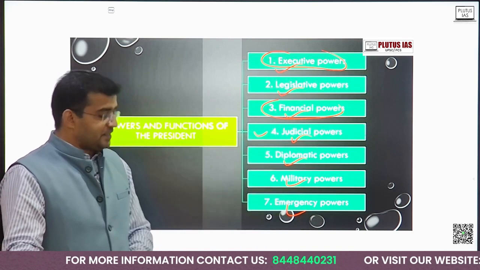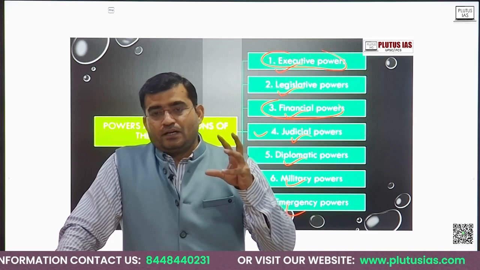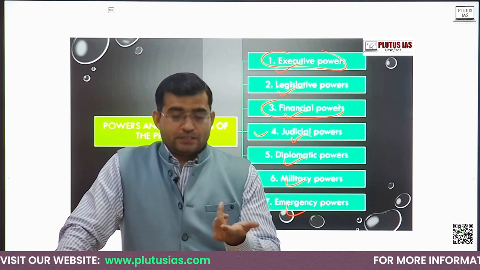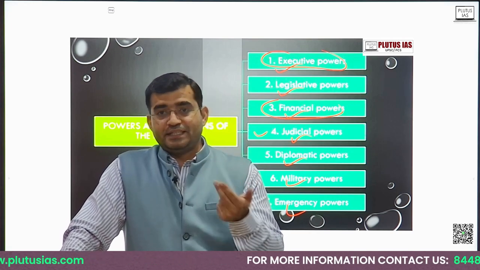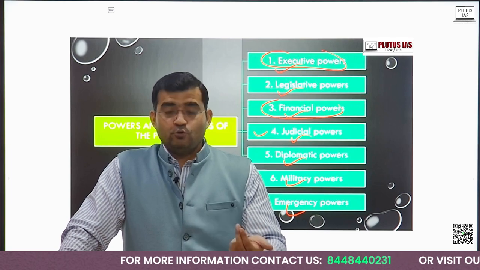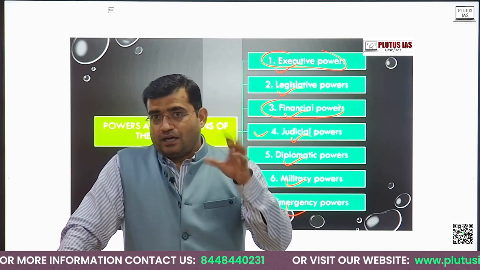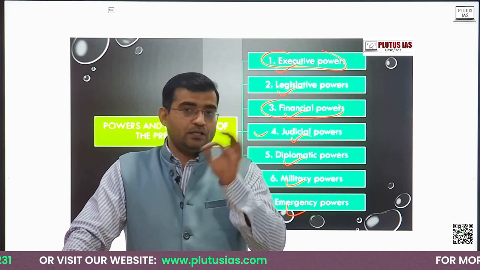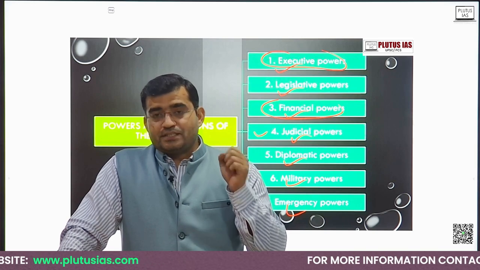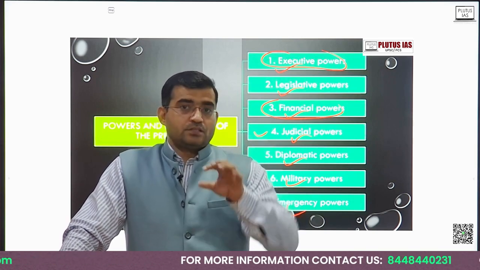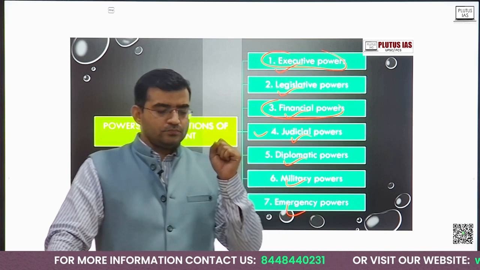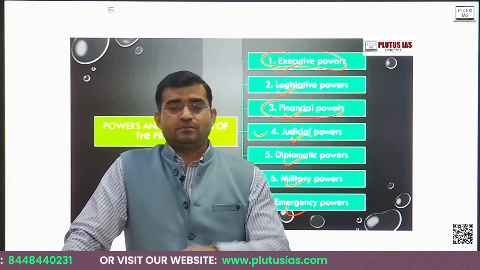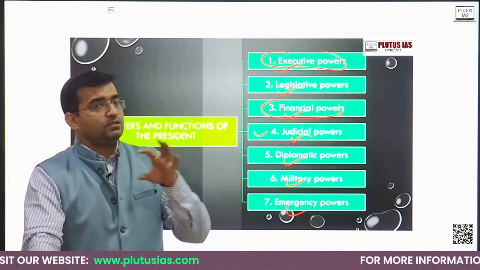Again, judicial power is there. You know very well, judicial power, particularly the appointment of judges, even in the Supreme Court, even in the High Court, is being done by whom? It is our President. Article 124 is very clear, and it says that the President will appoint the judges in the Supreme Court in consultation with the collegium. So there is a collegium, and on the recommendation of the collegium, usually the President appoints the judges.